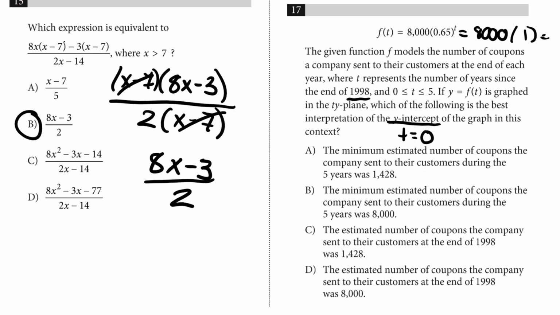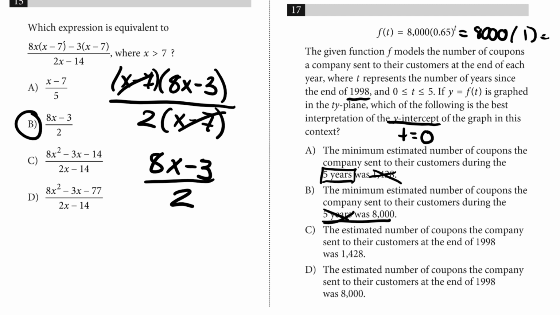So if we go through our answer choices, A says the minimum estimated number of coupons the company sent to their customers during the 5 years. So we know that it's not 5 years, this is year 0, and we got 8,000. So that can't be right. B, if we skip to the end, it says during the 5 years was 8,000. We know that's not true. That was in the first year.